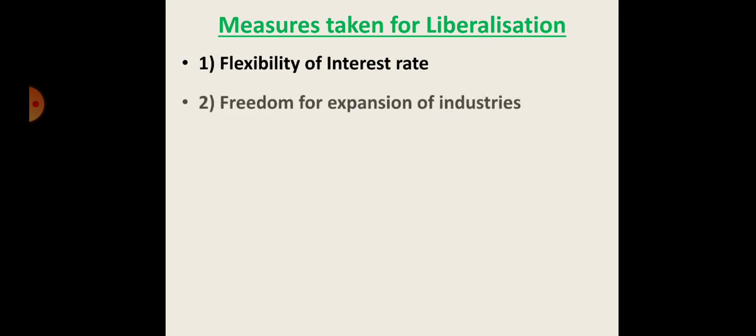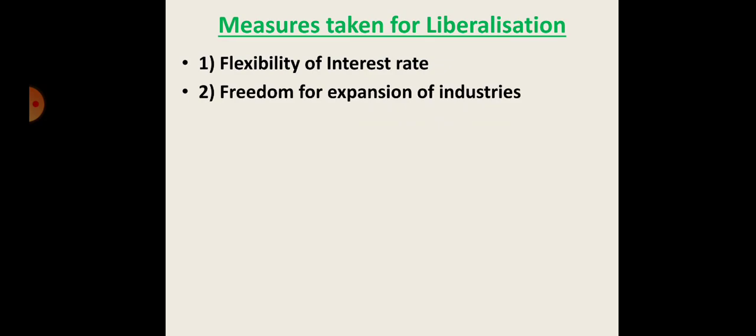So let's discuss the measures taken for liberalization. The first measure is the flexibility of the interest rates. Under the policy of liberalization, the commercial banks have the freedom to determine the rate of interest depending upon the market forces of demand and supply. If the demand increases, the supply also increases automatically and the production process rapidly increases. That's why the commercial banks accepted the flexible rate of interest.